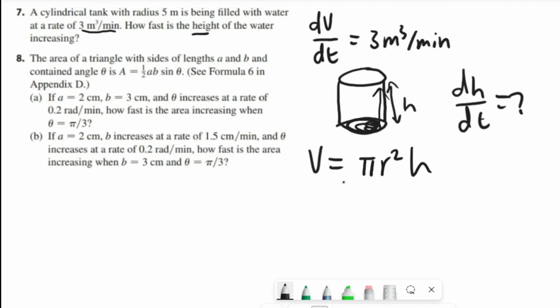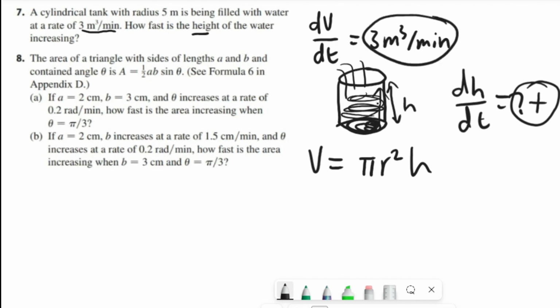Now you must note this down. If they say how fast is the height increasing, we're going to get a positive answer, because the height is increasing as you put on water here. As we put more water here, the height of that water is going to keep on going up. Knowing that, we know that the answer here is going to be a positive value. This one, we write a positive 3. The volume is increasing as you put on more water in there.